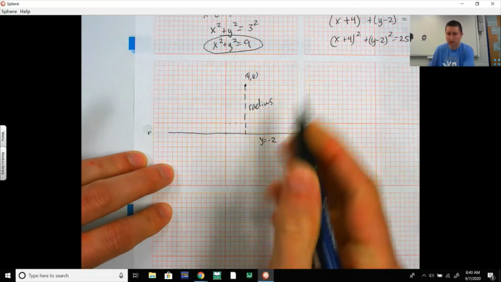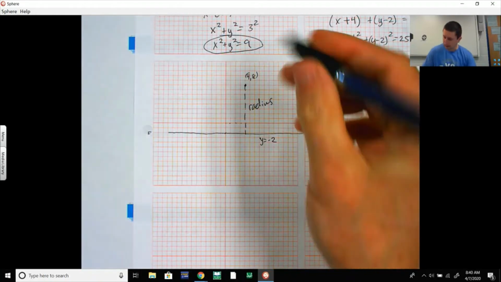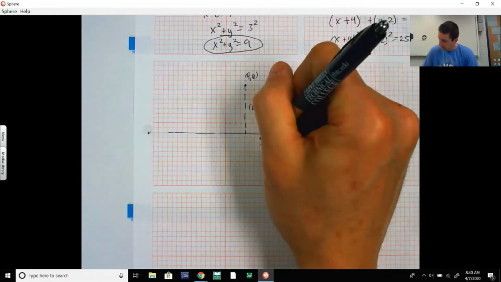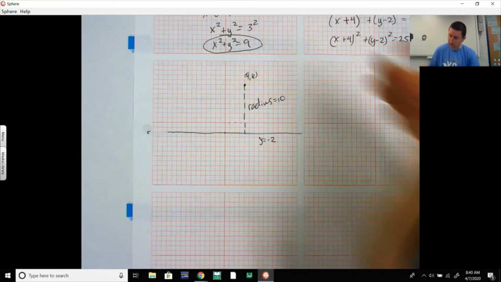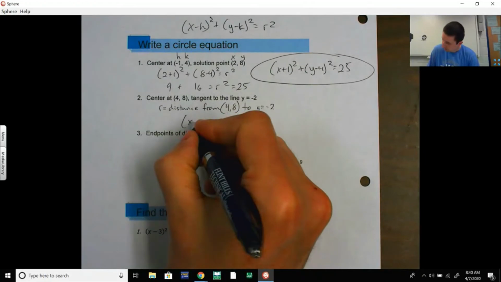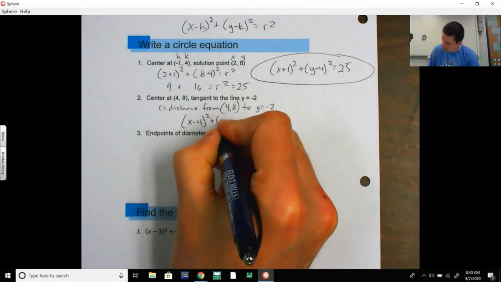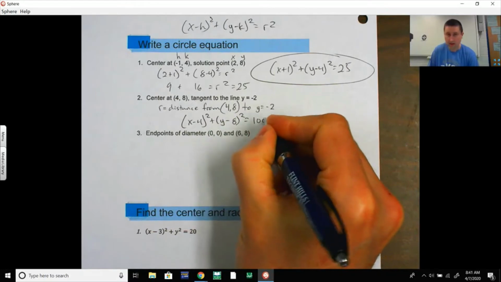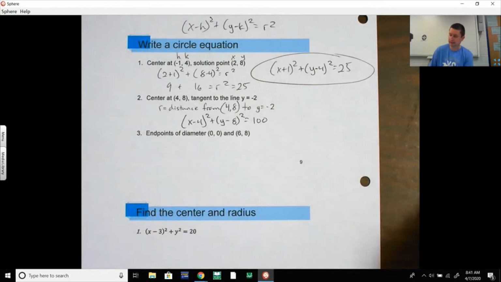If it's tangent to a line that's horizontal or vertical, it makes it pretty easy. So 8 minus negative 2, the radius would indeed equal 10. So you'd have (x minus 4) squared plus (y minus 8) squared equals 10 squared. That would be 100. So it has to equal 100, not 10, because it's r squared.